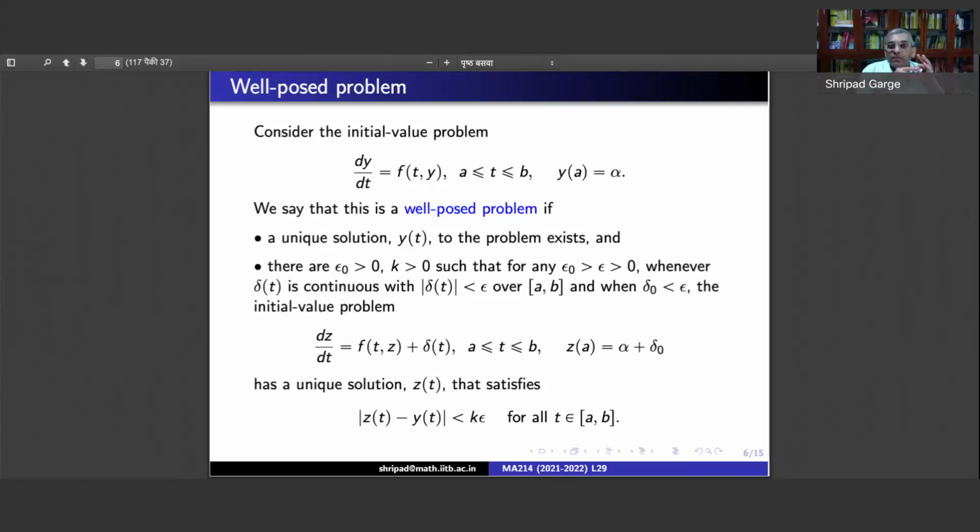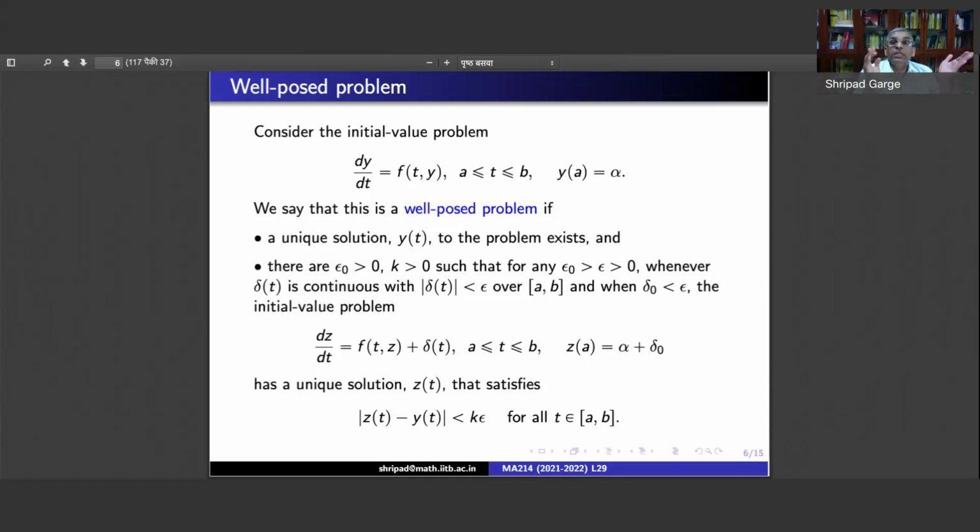We choose a continuous function delta over [a, b] whose modulus is bounded above by epsilon, and we also choose a real number delta naught whose modulus is less than epsilon. Then we have made two changes. The delta t is used to make change in the differential equation, and delta naught is used to make change in the initial condition. Even after having done this, there is a unique solution. That is what we demand.